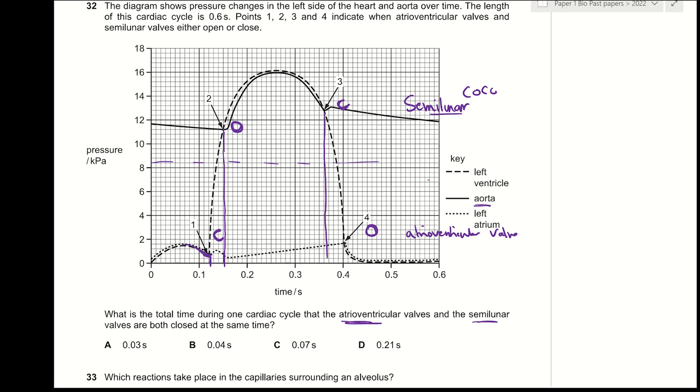So let's draw the faint lines here. The reason for this is the area before 4 has the atrioventricular valve actually closed. So here, in this area, the atrioventricular valve is also closed, same as the semilunar valve. And the area also between 1 and 2 has the semilunar valve open. Sorry, I mean closed. Therefore, we must calculate the times. Here you could see it's 0.03 for this area, and it's going to be 0.04. By adding them together, you're going to have 0.07 seconds, and the answer is going to be C.